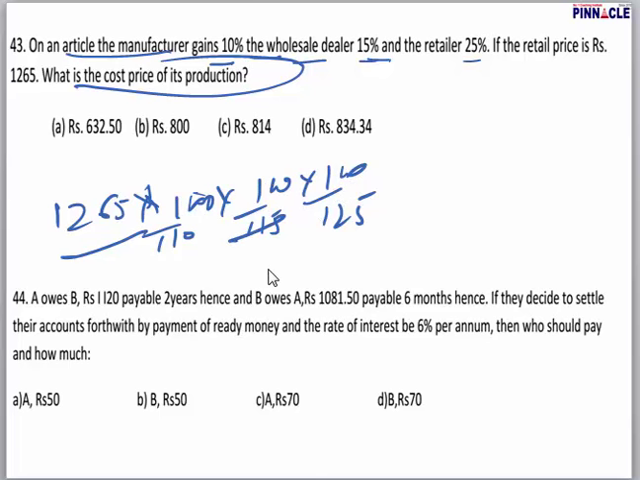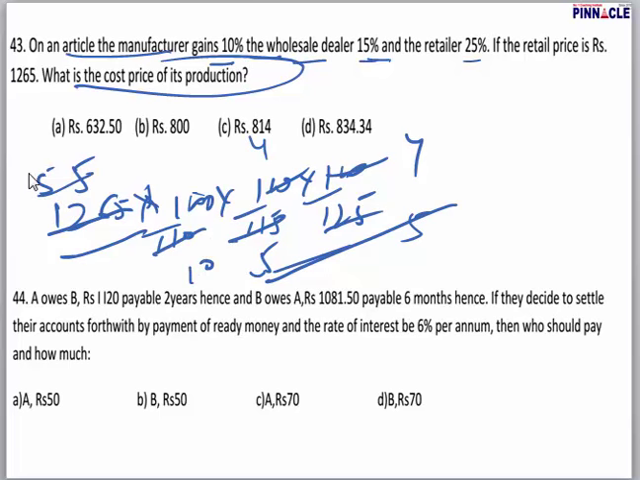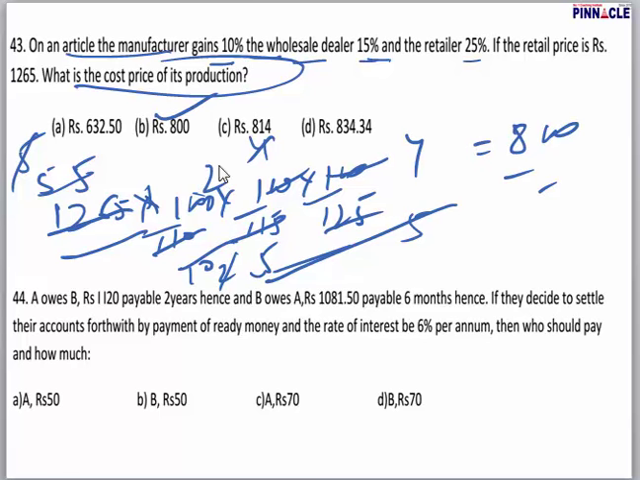It is 23, and then it will be 100. $800 should be the answer. The answer in this case is B. Now the next question. This kind of question you can solve like this: you do the reverse calculation, and you will get the answer.